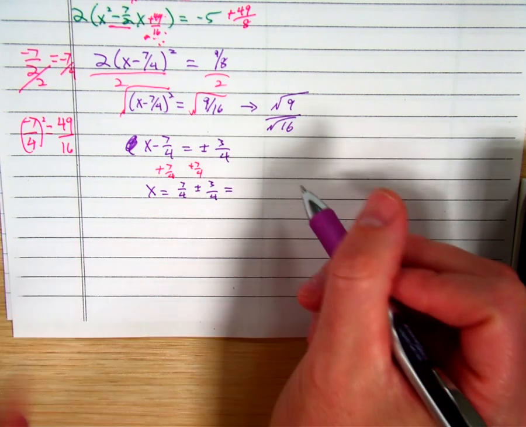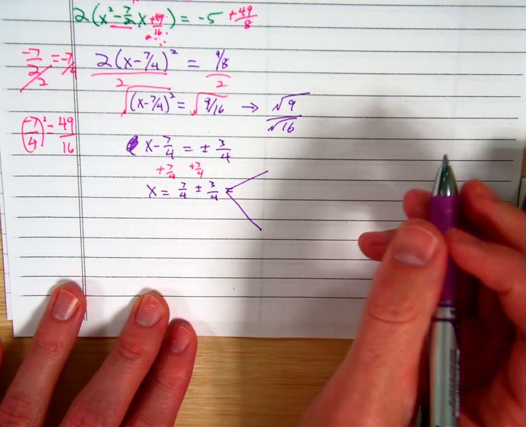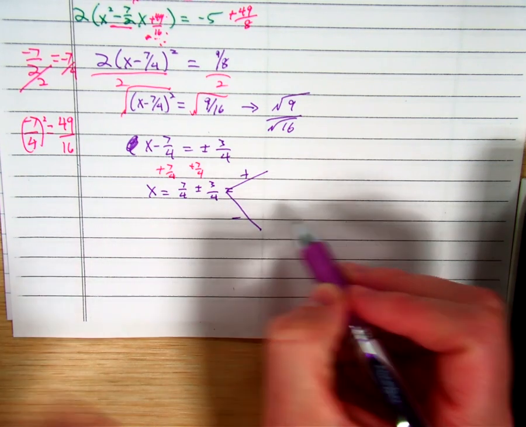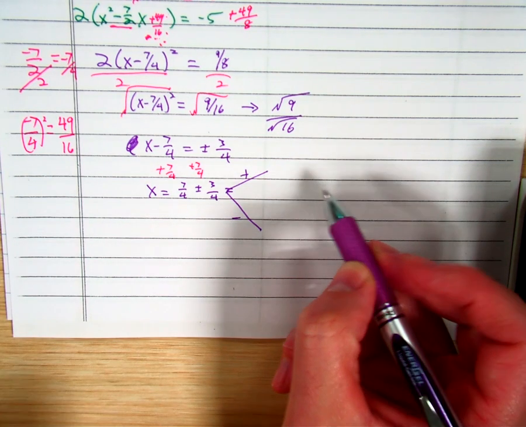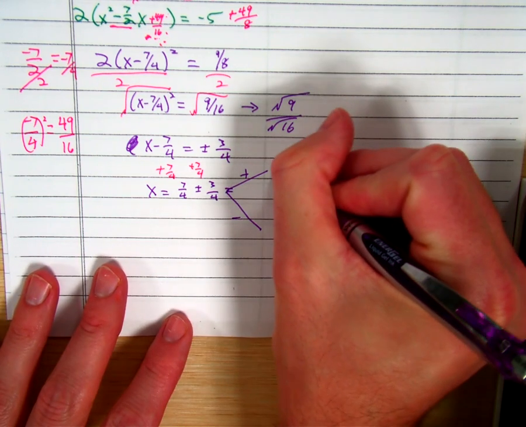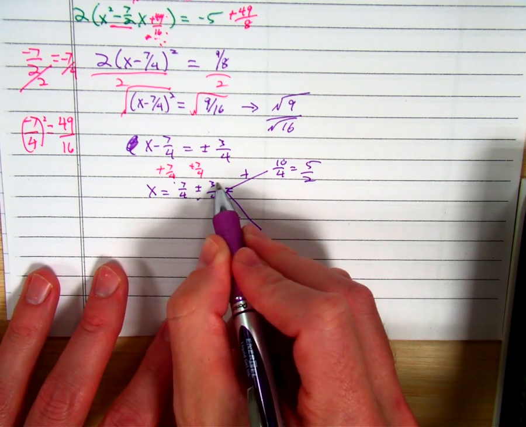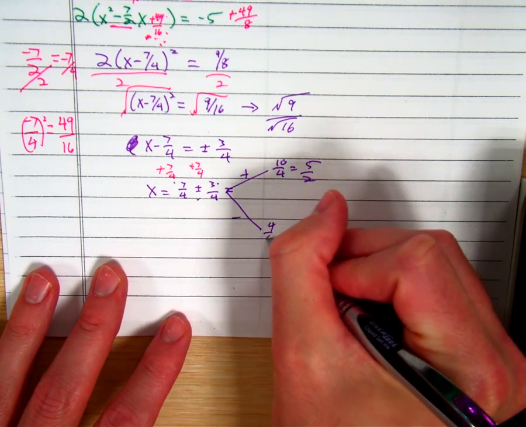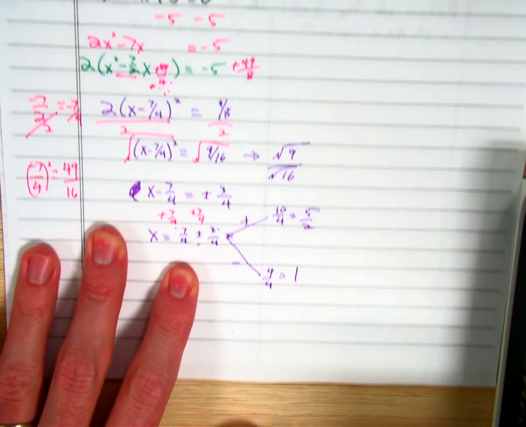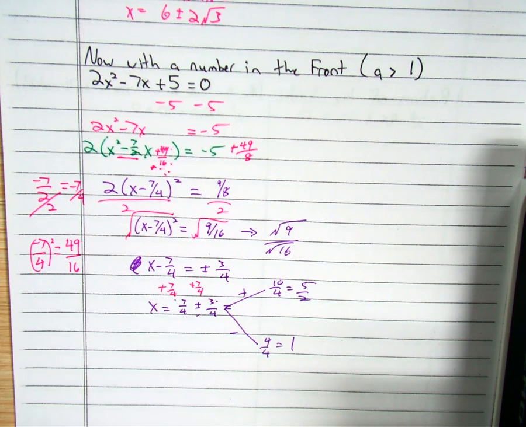Okay, and however you want to do this, again, I like to kind of just do an up and a down. Plus, minus. If you want to rewrite it and do it over, however you want to organize that, that's fine. 7 plus 3 is 10/4, which is 5/2. And 7 minus 3 would be 4/4, which is 1. So we got some decent answers at the end. Okay, just that kids don't like to deal with the fractions.